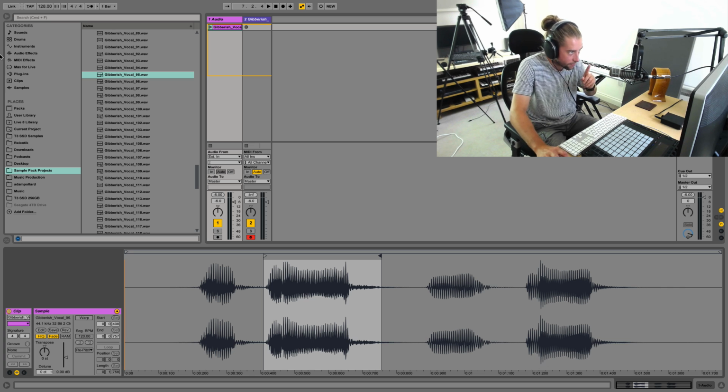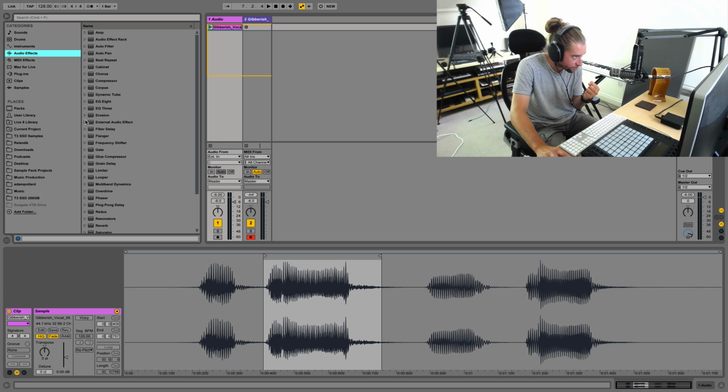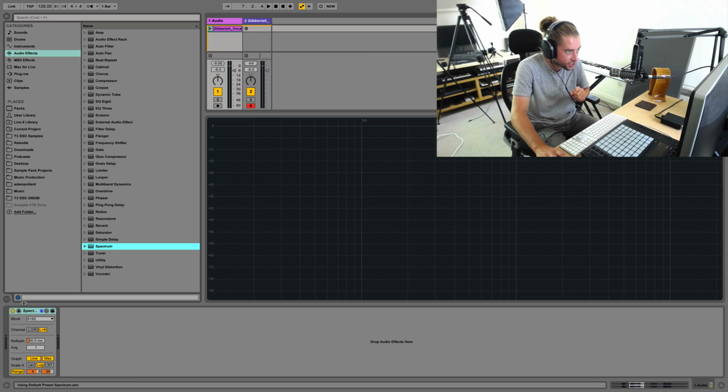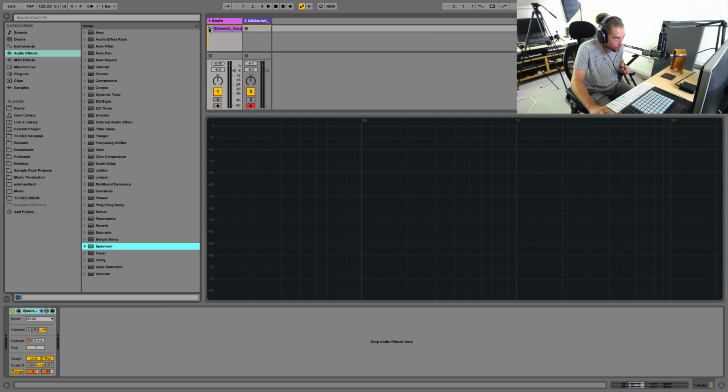Then grab a spectrum analyzer to deconstruct it into frequencies. Spectrum analyzer, make it big. Play the sample. Fantastic. And take a look at the frequencies.